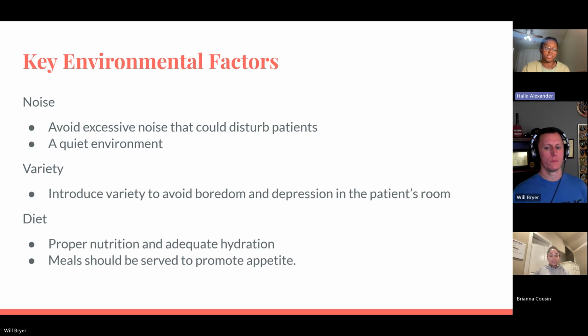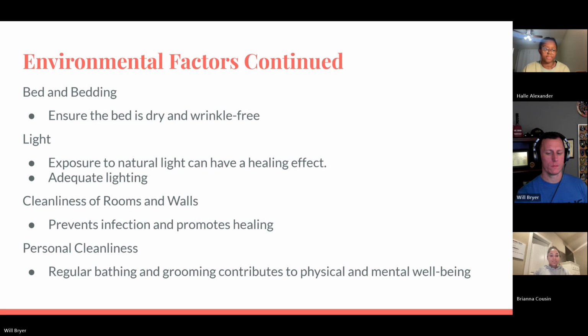Nightingale also mentions the importance of nutrition and receiving enough hydration. She believed that beds should be dry and wrinkle-free to ensure comfort. She also believed that adequate lighting can be beneficial and promote healing. Cleanliness of walls and rooms helps prevent infections and promotes healing for the patients. Nightingale wanted to keep the environment as clean as possible. Lastly, she emphasized the importance of bathing and grooming to contribute to the patient's physical and mental well-being as well.